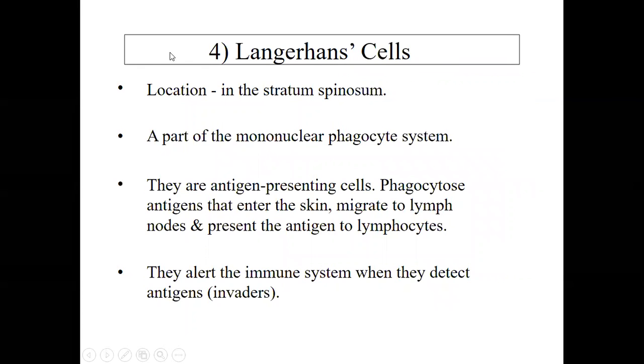And then the last one is the Langerhans cell. It is located in the stratum spinosum. The Langerhans cell is part of the mononuclear phagocyte system. It's part of the protective mechanism of the body. They are antigen presenting cells. Usually it will engulf and phagocytose antigen that enters the skin. This Langerhans cell will migrate to the lymph node and present the antigen to the lymphocyte. Usually they will alert the immune system when they detect the antigen.